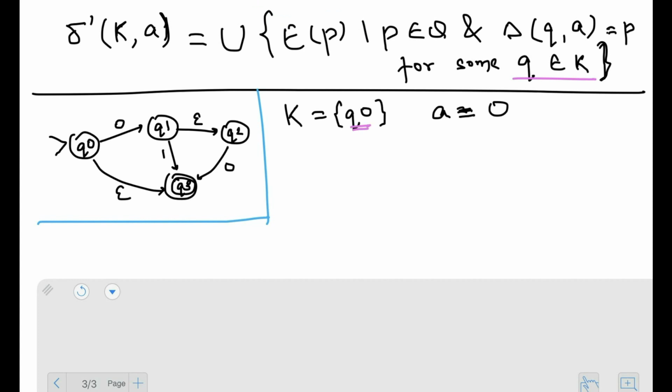So I take q0 and I try to find out delta of q0 comma 0, because a for me is 0. So delta of q0 comma 0 is q1 right here. So this is equal to q1. So my p is now q1, and q1 does belong to Q, so this part is not a problem.